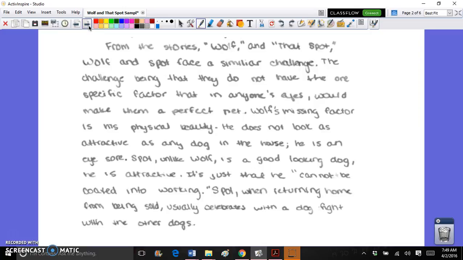"From the stories, Wolf and That Spot, Wolf and Spot face a similar challenge. The challenge being that they do not have the one specific factor that in anyone's eyes would make them perfect, make them a perfect pet."